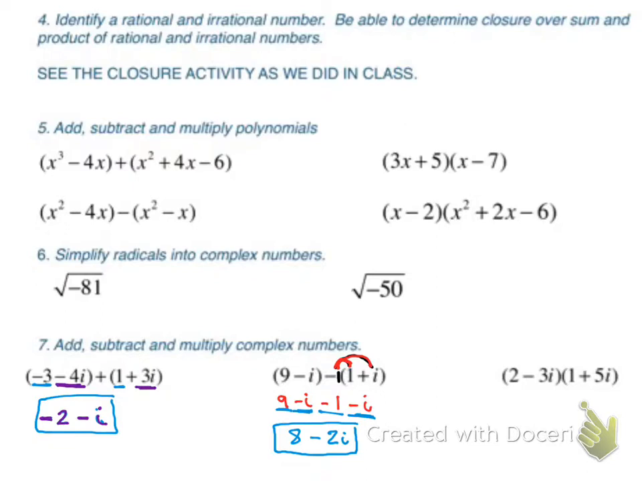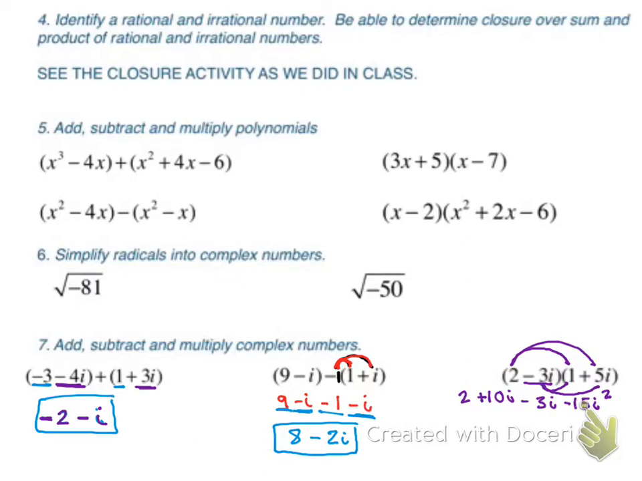Okay, and the last one on page 1. Okay, this is where we have to pull out the claw because we don't have a plus or minus sign in between here. So first thing we do, 2 times 1 is 2. 2 times 5i is positive 10i. Okay, now we focus on the negative 3i. Negative 3i times 1 is minus 3i. And negative 3i times positive 5i is a negative 15i squared.